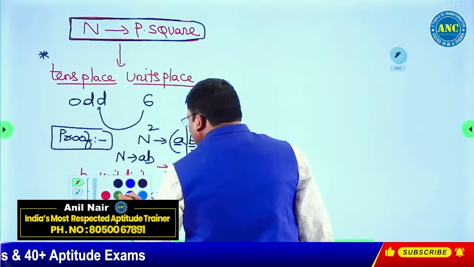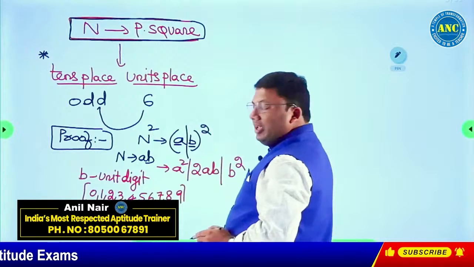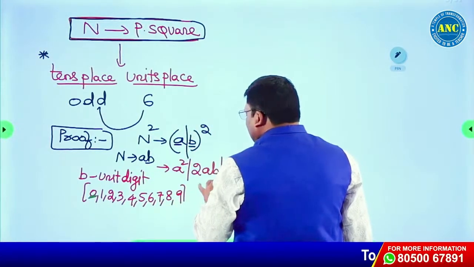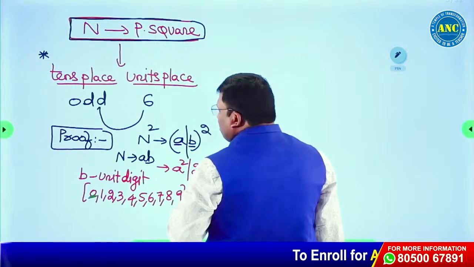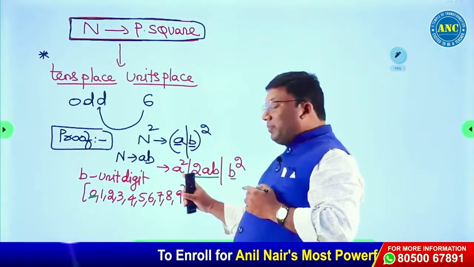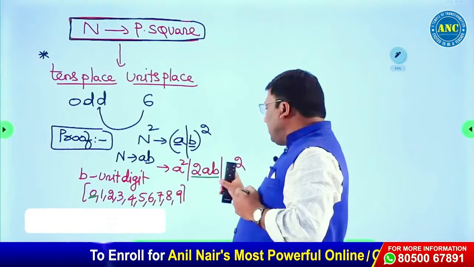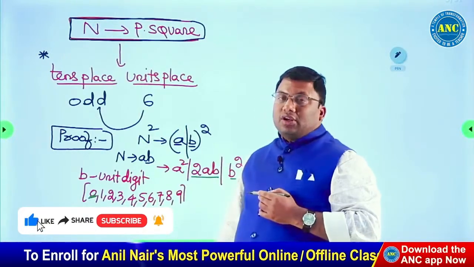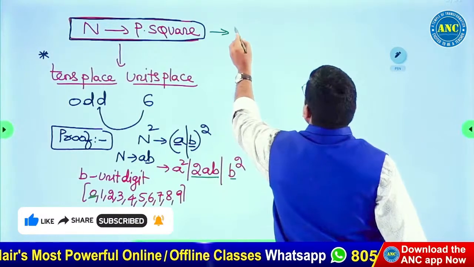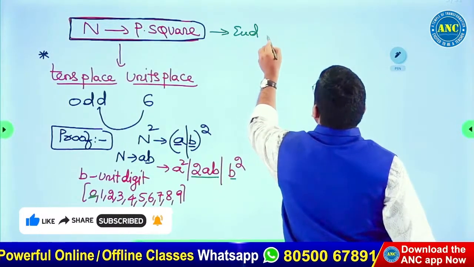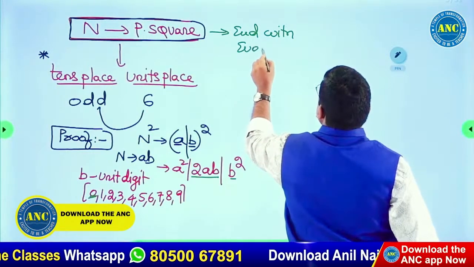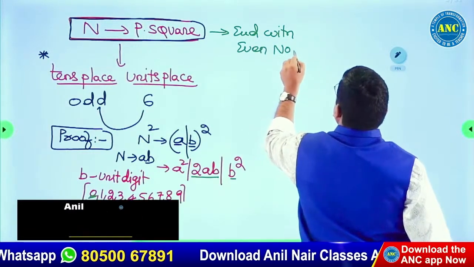Very interesting concepts. If B is 0, 0 square is 0, and 2 into A into 0 is also 0. That means a perfect square will always end with an even number of zeros.